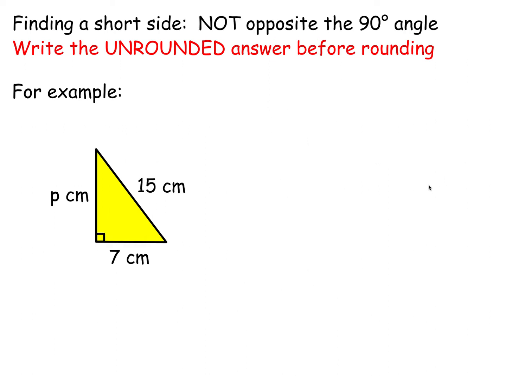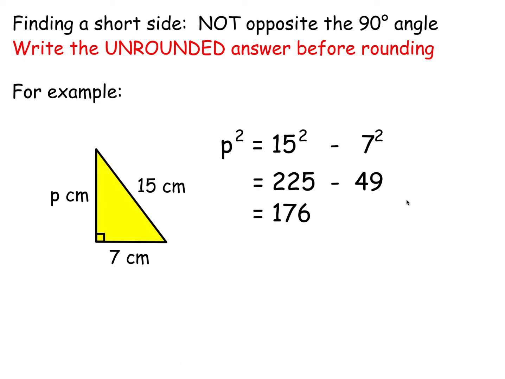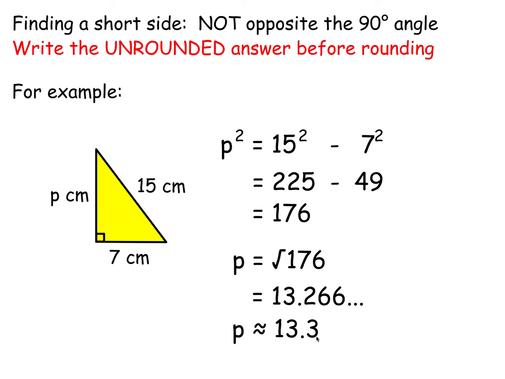When you want a shorter side, here the hypotenuse is 15 because it's opposite the right angle, so p is a shorter side. p squared plus 7 squared makes 15 squared. Take 7 squared off each side and you've solved for p squared equals 15 squared minus 7 squared. So it's handy to memorise that for a shorter side you square and subtract, and you skip the first line. 15 15s, 7 7s. p squared is 176, square root of 176 in the calculator, and p is approximately 13.3. So for a shorter side, square and subtract.